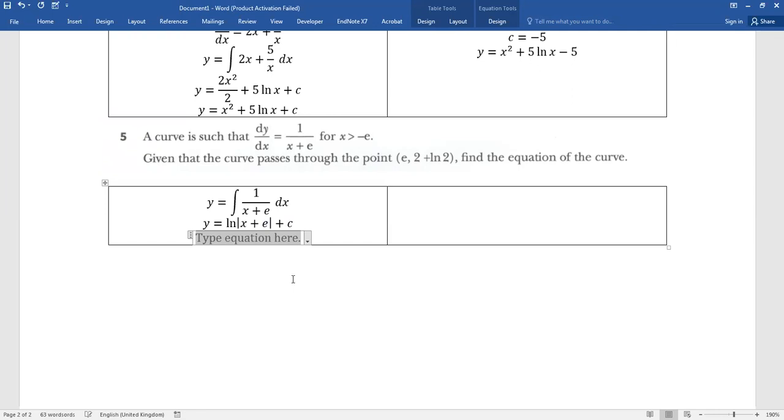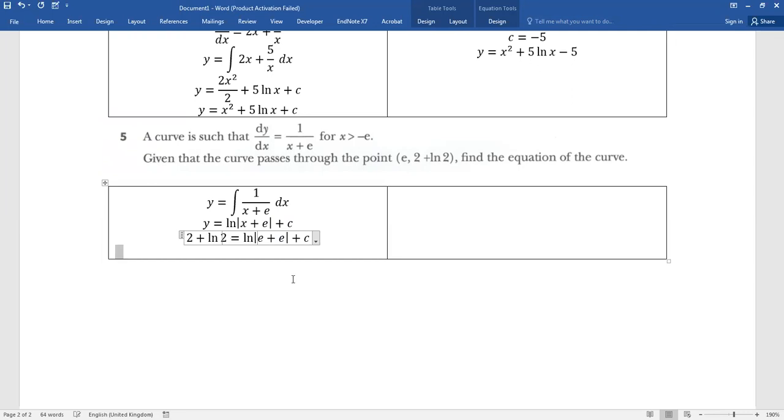So I just plug in the value in place of y, put 2 plus ln2, ln of x plus e is 2. So what do we get? 2 plus ln2 is equal to ln 2e plus c. Is that right?